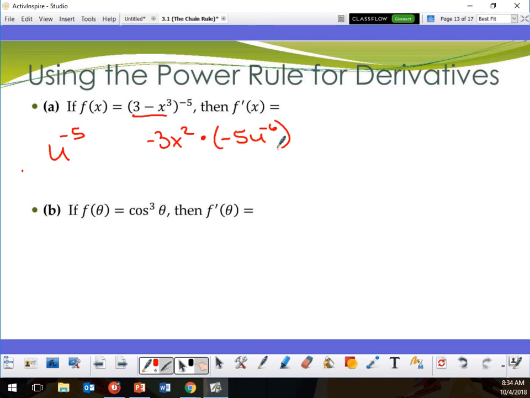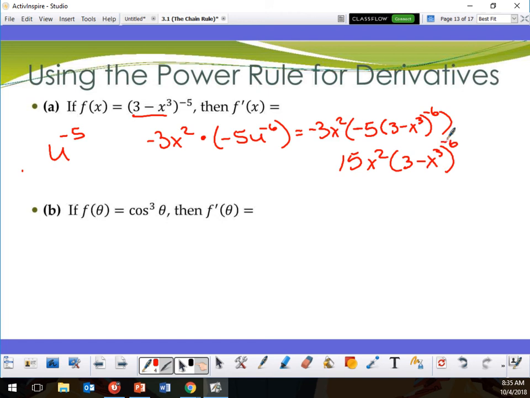So let's split that back. So it's going to be negative 3x squared times negative 5. And that's going to be 3 minus x cubed raised to the negative 6. Okay, so I can do a little cleaning up, right? So it's going to give me a positive 15x squared times 3 minus x to the third to the negative 6th.